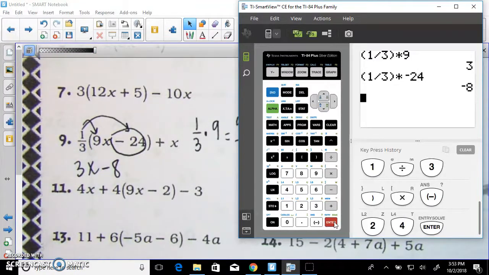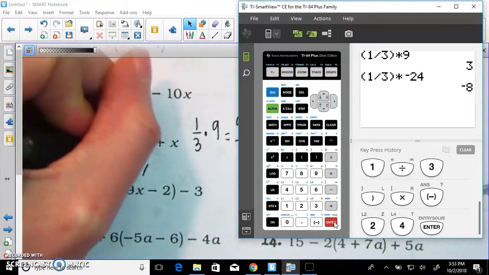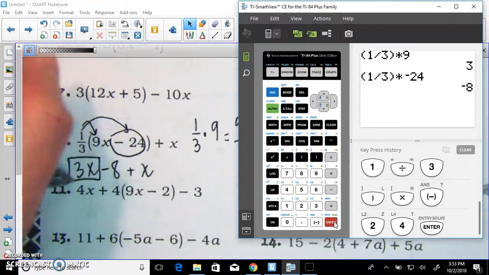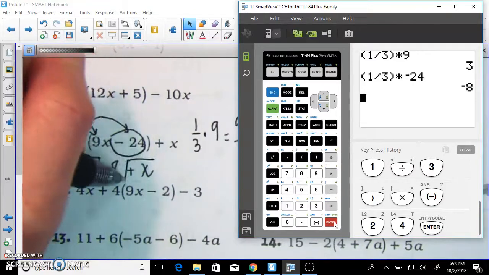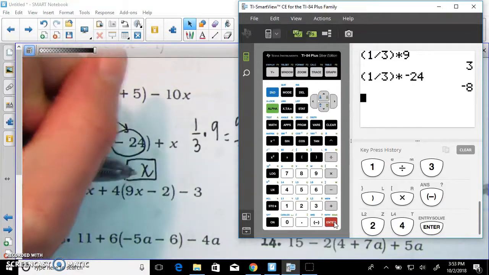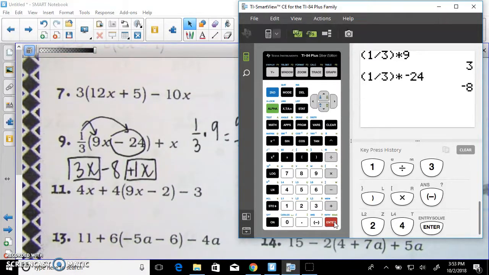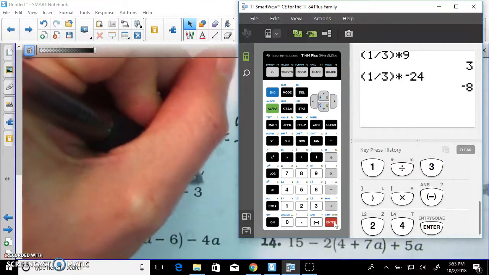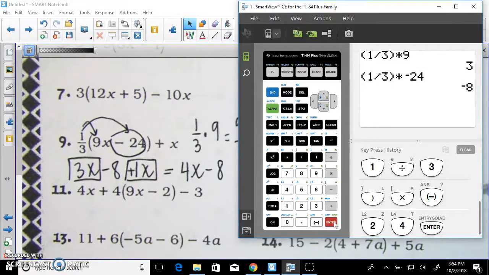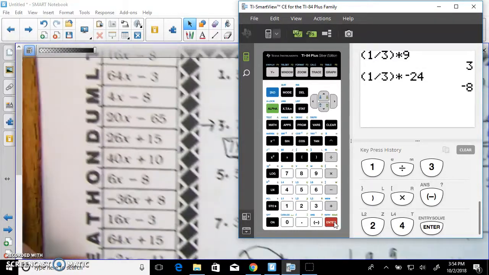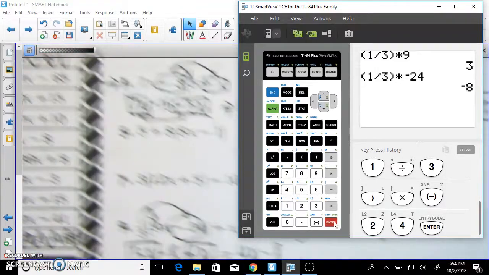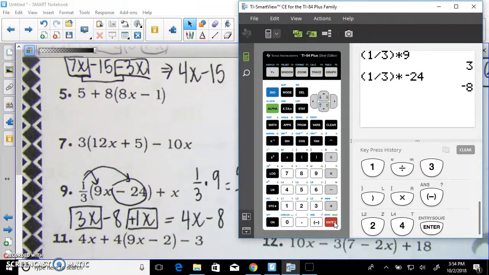So we've distributed 1/3 to each term, and we have plus x that we can bring down from the first line. Let's identify our like terms, 3x plus x. X has a 1 coefficient, so we're left with 4x minus 8. 4x minus 8 is up at the top, 4x minus 8, so when you find that, just cross that out. Let's try another one with a fraction.